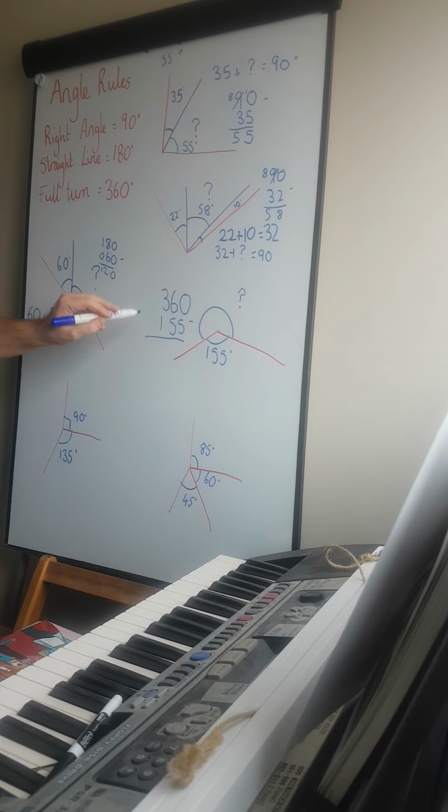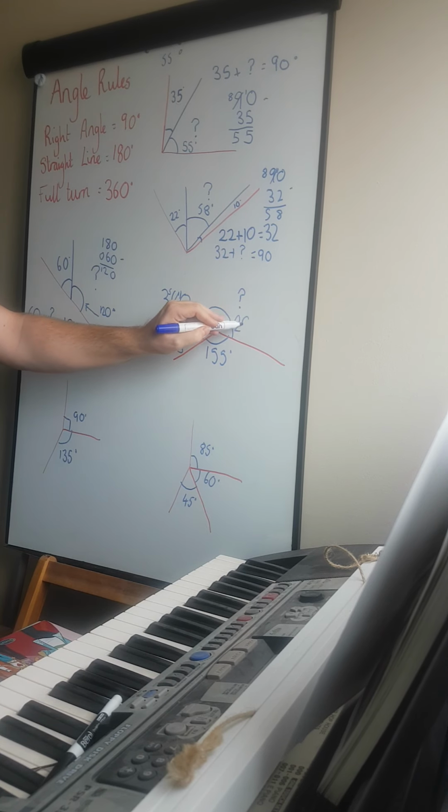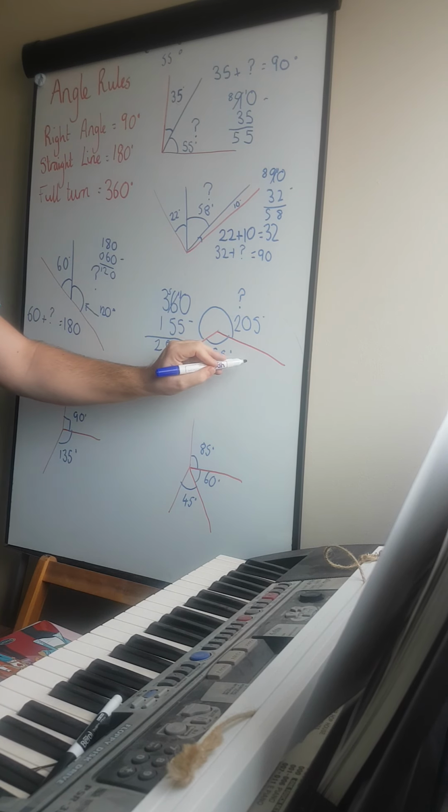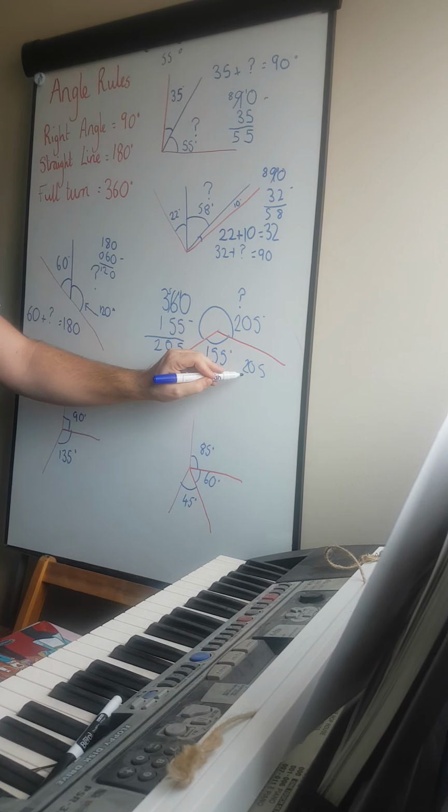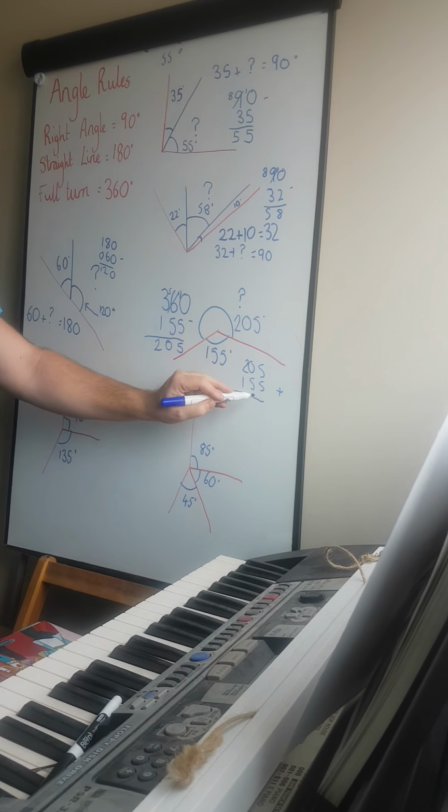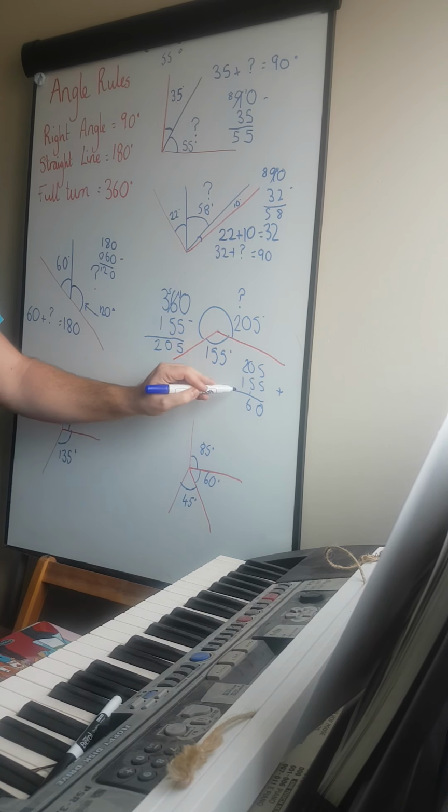155. 0 take away 5 we cannot do, so we exchange from our 6, it becomes a 5, and our 0 becomes a 10. 10 take away 5 is 5, 5 take away 5 is 0, 3 take away 1 is 2. So this missing angle would be 205. And a way of checking, once we've done it, we could do 205 add 155, and it should equal 360. 5 add 5 is 10. 5 add 0 add 1 is 6. 2 add 1 is 3.